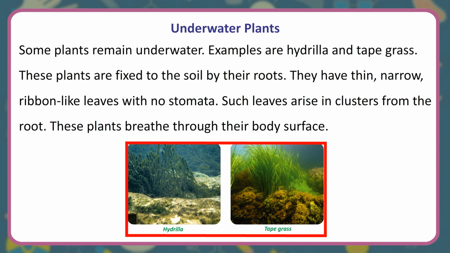Underwater plants. Some plants remain underwater. Examples are hydrilla and tape grass. These plants are fixed to the soil by their roots. They have thin, narrow, ribbon-like leaves with no stomata. Such leaves arise in clusters from the root. These plants breathe through their body surface.